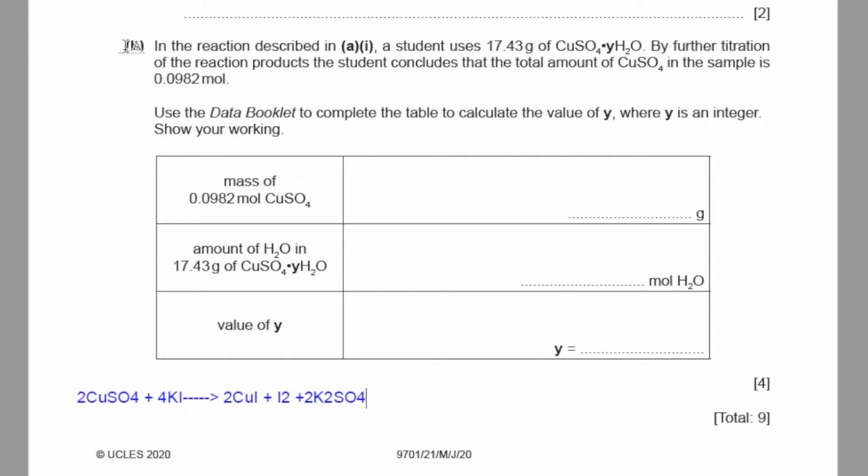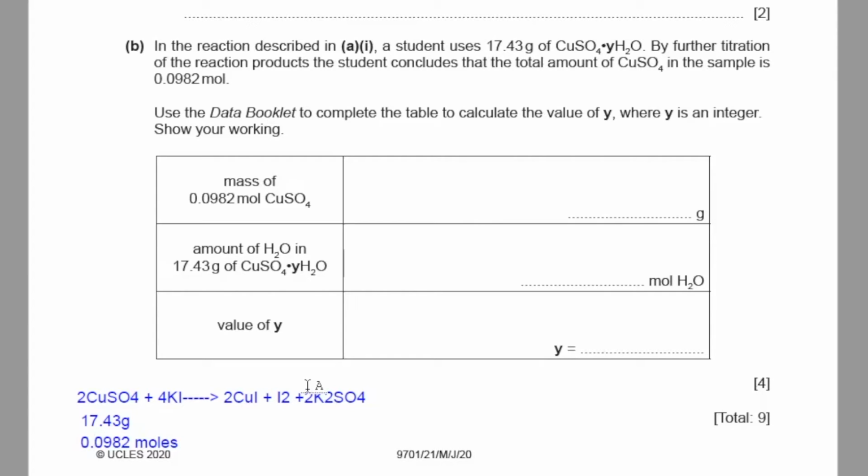Since in the question the mass for CuSO4·yH2O has been given to us, 17.43 grams of hydrated CuSO4 was used. This means that 17.43 grams contains both copper sulfate plus water molecules. And the next information given to us is the number of moles of only copper sulfate, excluding water molecules, and that is 0.0982 moles.